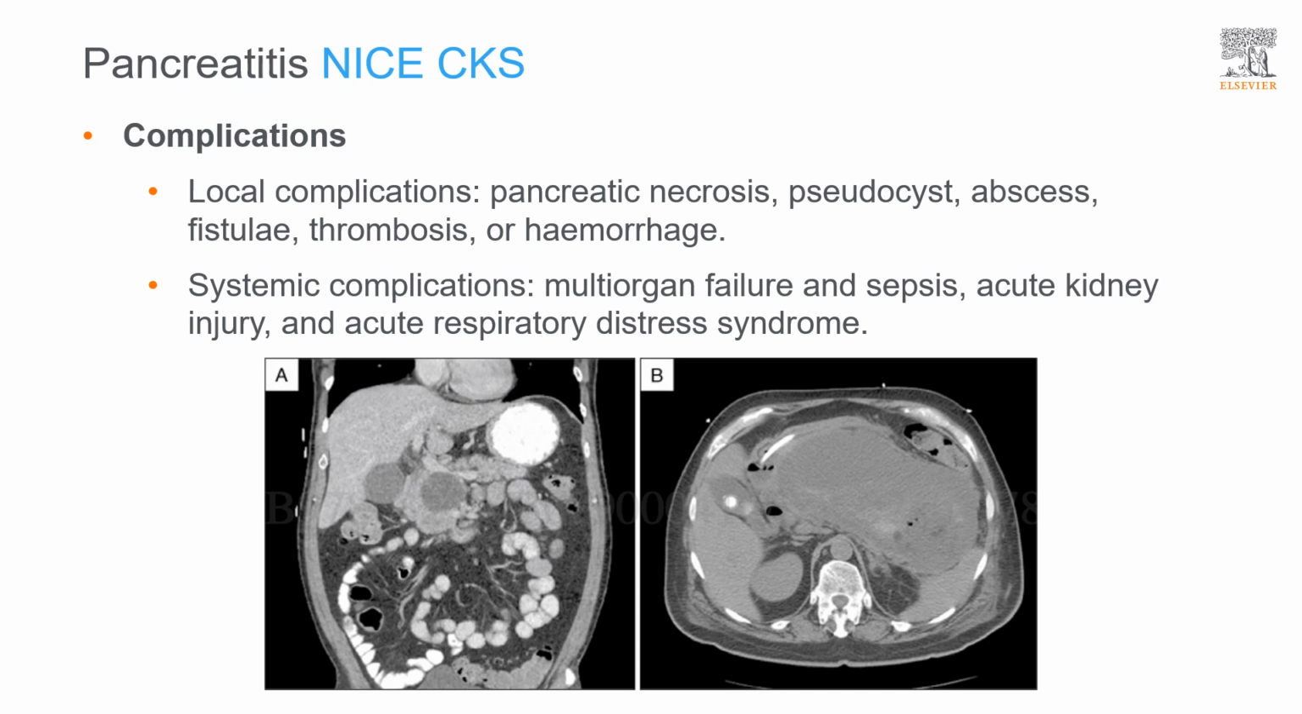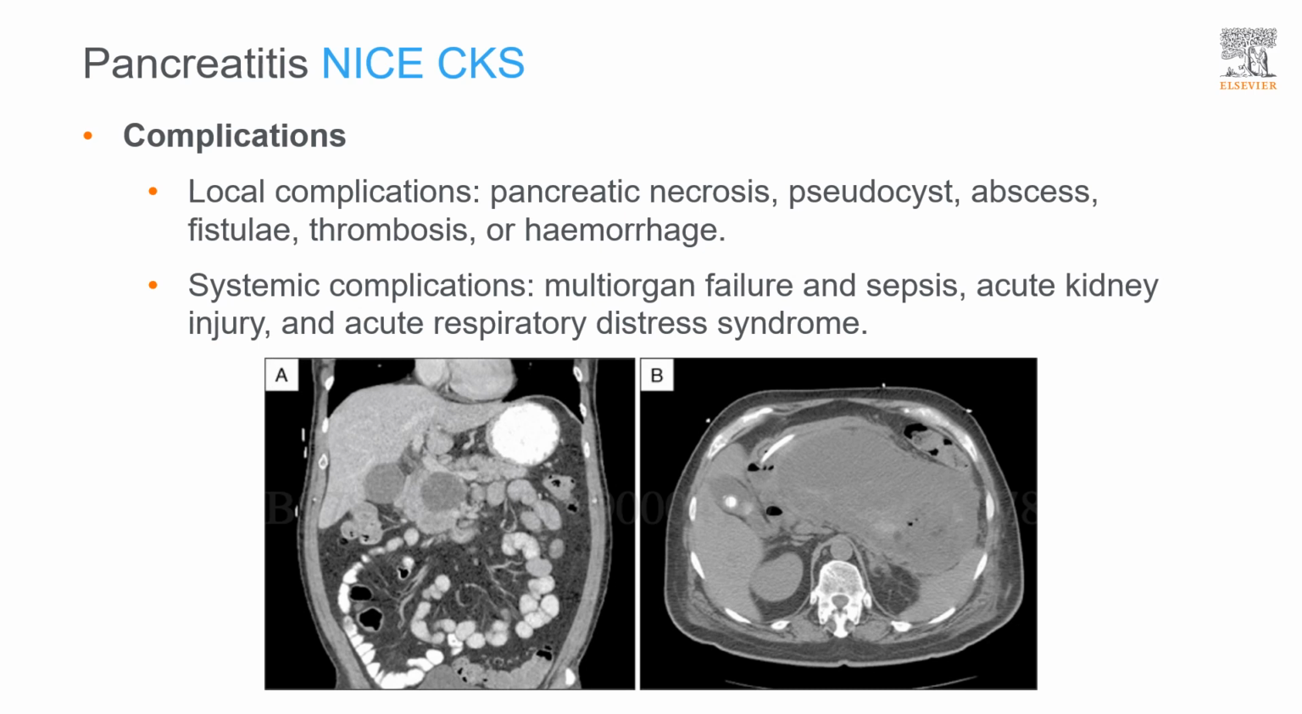Systemic complications include multi-organ failure and sepsis, acute kidney injury, and acute respiratory distress syndrome, which was the correct answer in this case. ARDS describes the acute inflammation of the lungs following pulmonary damage, typically following significant systemic inflammation and release of inflammatory mediators, which can develop in pancreatitis. Symptoms include acute dyspnea, hypoxia, and diffuse bilateral pulmonary infiltrates.